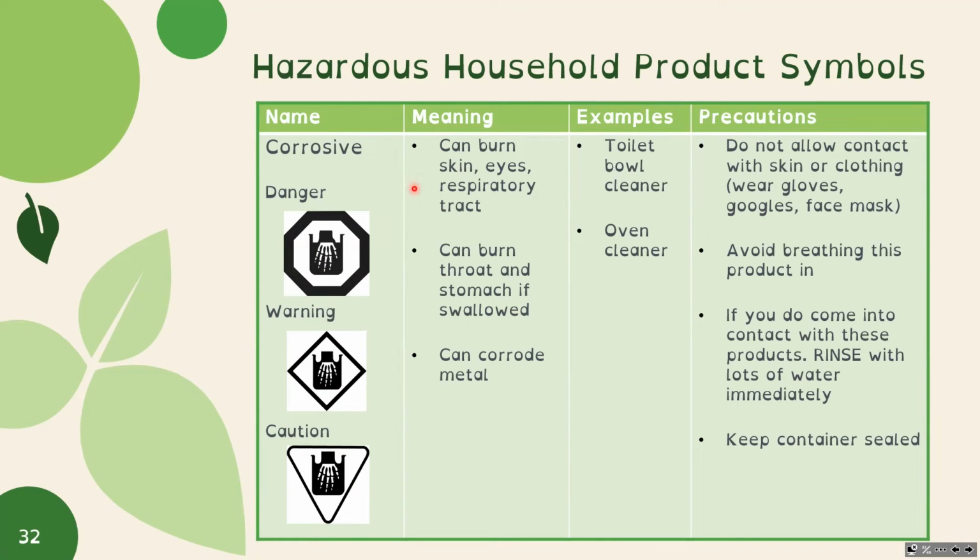So what corrosive means is that it can burn skin, eyes, or respiratory tract. It also can burn your throat and stomach if you swallow it, and it can corrode metal. Examples are toilet bowl cleaner and oven cleaner. So these are things that you probably have in your home.